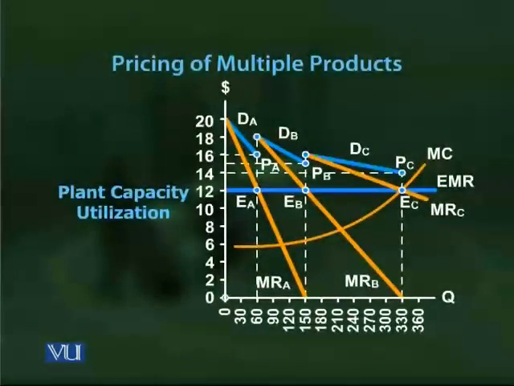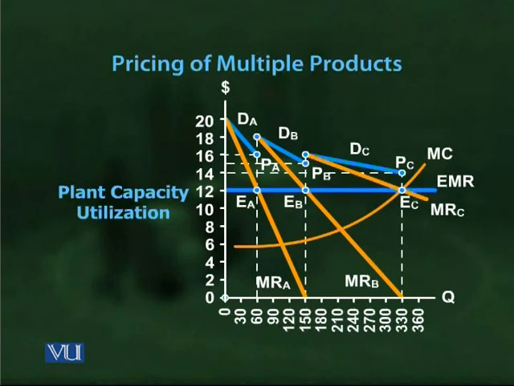This can be explained with the help of a diagram, which you can see on your screen. In this diagram, you can see that the firm is producing three products, A, B, and C. As far as their demand relations and their marginal revenues are concerned, they are independent. The demand relations are given as DA, DB, and DC, and their corresponding marginal revenues are presented by the curves MRA, MRB, and MRC. The marginal cost of producing all these products is drawn here. And here you can see that the firm will be maximizing its output, and it will determine the profit maximizing level of prices by using the equation that we have just explained.